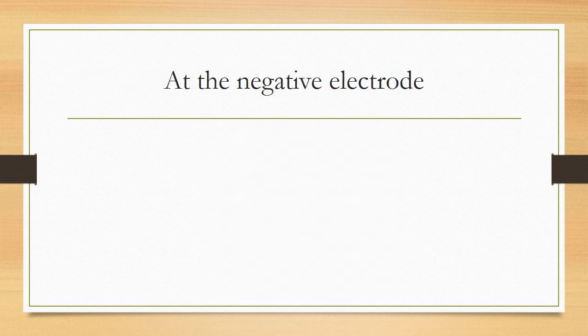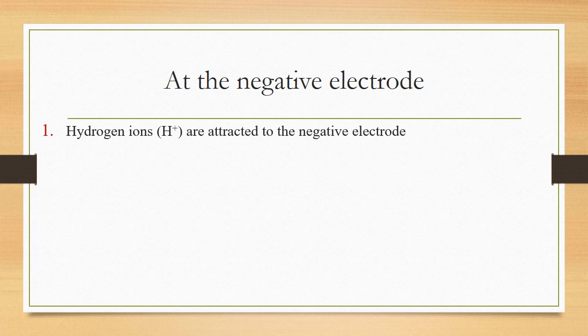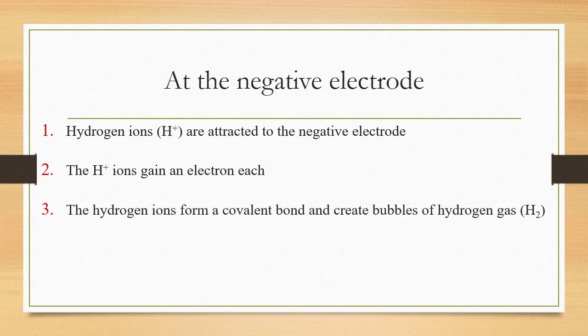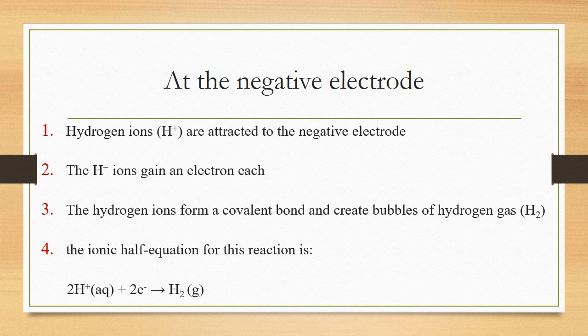At the negative electrode, hydrogen ions are attracted to the negative electrode. It's H plus from the acid, and the H plus ions, the protons, gain an electron each. The hydrogen atoms form a covalent bond and create bubbles of hydrogen gas. The ionic half equation for this is 2 protons plus 2 electrons giving hydrogen. So the protons have been reduced to hydrogen.